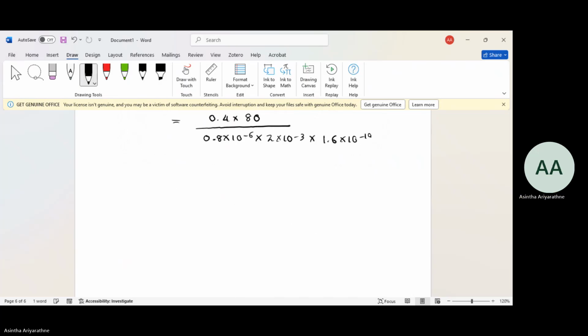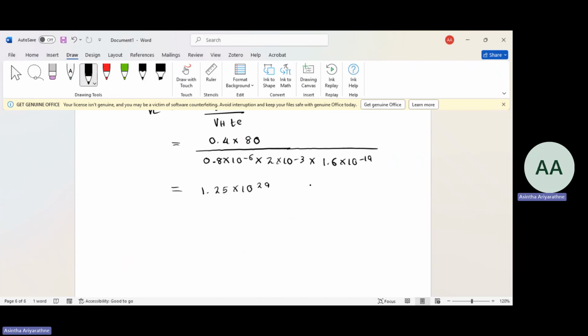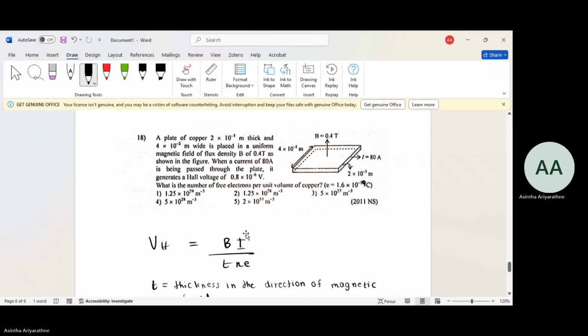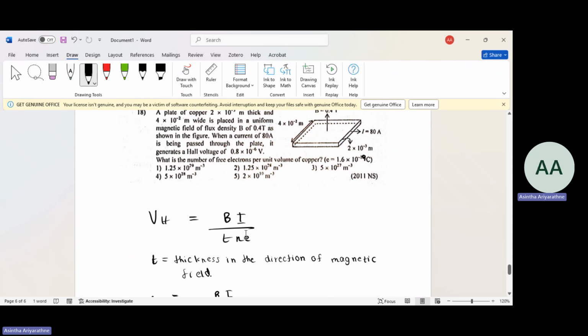So we get 1.5 × 10^29. Right? Number of electrons per cubic meter. And so that is the answer to this question.